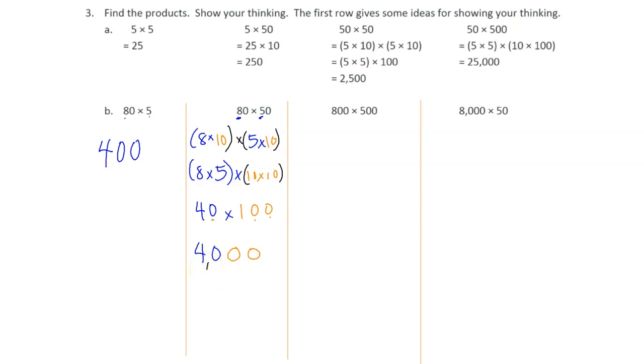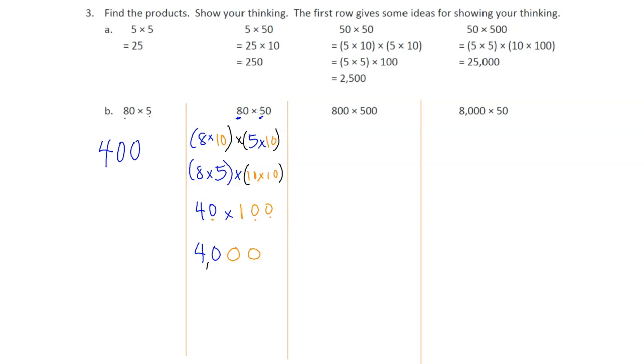Alright, looking at the next one, we have 800 times 500. So very similar to the last problem. If you notice, every one of my factors just got another 0. So it was times 10. 80 is 1/10 of 800, or 800 is 10 times the value of 80. And the same thing, 50 is 1/10 of 500, or 500 is 10 times as great as 50.